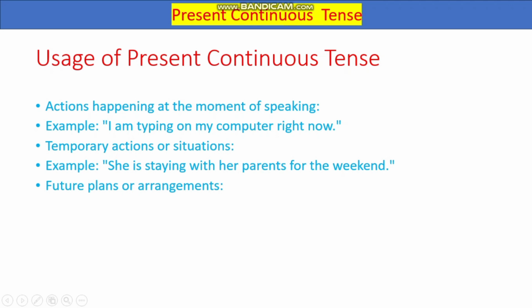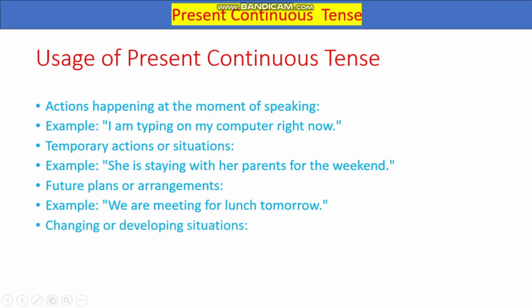Future plans or arrangements. For future plans we will use it for arrangements. We are meeting for lunch tomorrow, means we are meeting. The action is going to happen in the future. We are using present continuous tense to present it. It means for future arrangements and plans we sometimes use it.